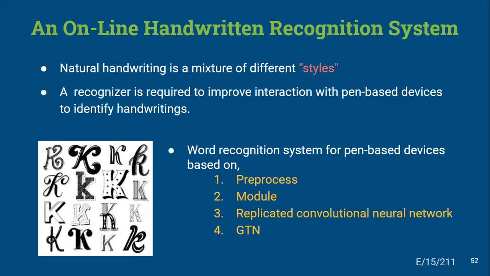An online handwriting recognition system. Natural handwriting is often a mixture of different styles: lowercase printed, uppercase, and cursive. We have built a word recognition system which interacts with pen-based devices to recognize handwriting. It is based on four main modules. They are the preprocessor, the module, the replicated convolutional neural network, and the GTN.